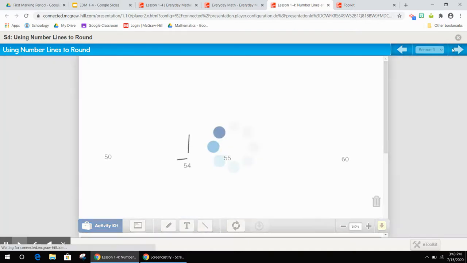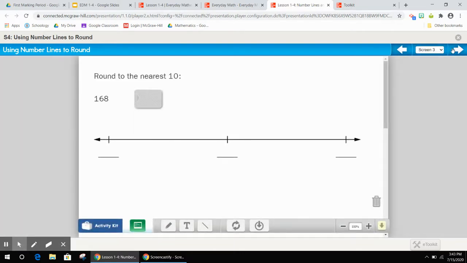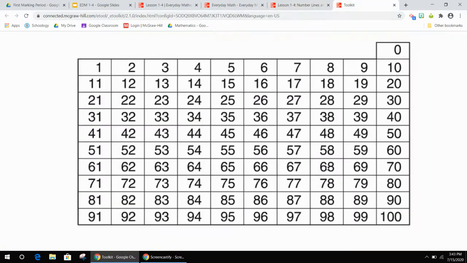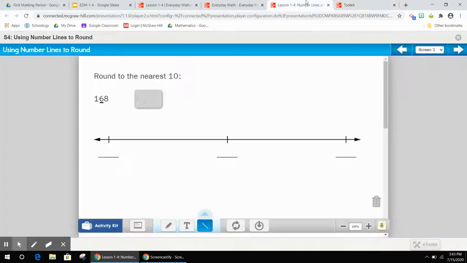Let's try another one. Let's round 168 to the nearest 10. Now remember, we're talking about the nearest 10, so we're going to want to look at this number here in the tens place. Okay, so 168, we pretend that the 100 is not there for a minute. 68, what two tens is it in between? Well, 68, we go backwards, we get 60, and if we go forwards, we get 70. So instead of 60 and 70, we're working with 160 and 170.